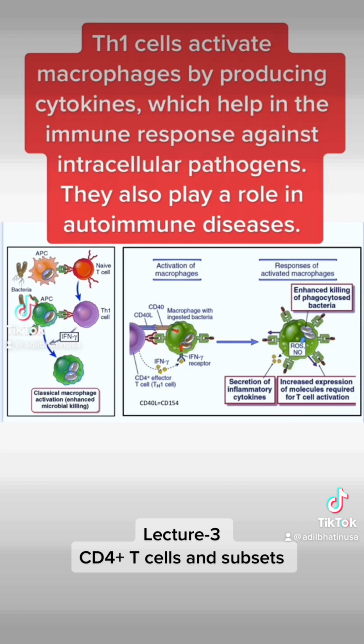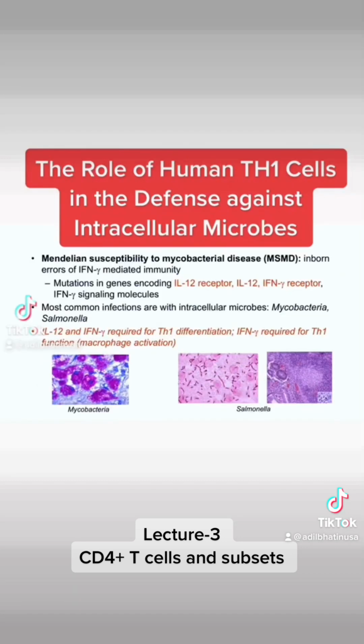Th1 cells activate macrophages by producing cytokines, which help in the immune response against intracellular pathogens. They also play a role in autoimmune diseases. The slide describes the role of human Th1 cells in defense against intracellular microbes. The examples are below: Mycobacteria or Salmonella.